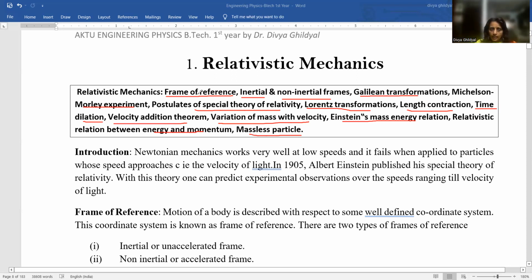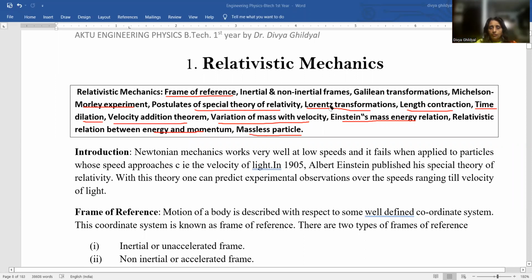So section A: what is frame of reference? Give two differences between inertial and non-inertial frames of reference. What are the postulates of special theory of relativity? What were the negative results of the experiment? What are massless particles? So we begin with our syllabus now.